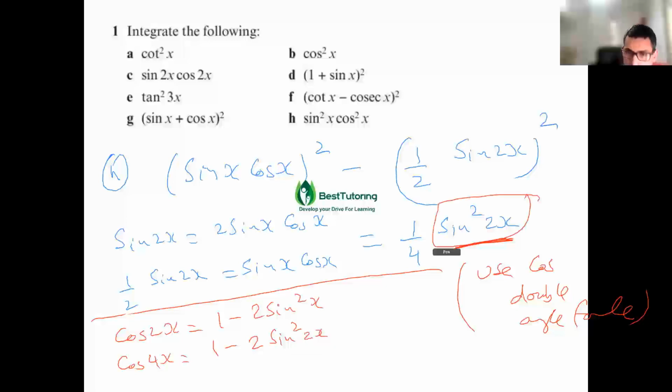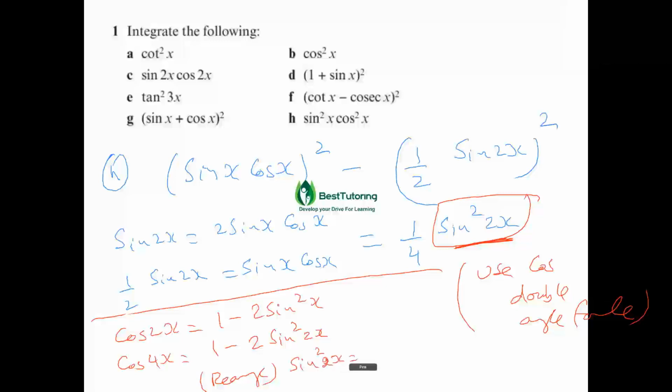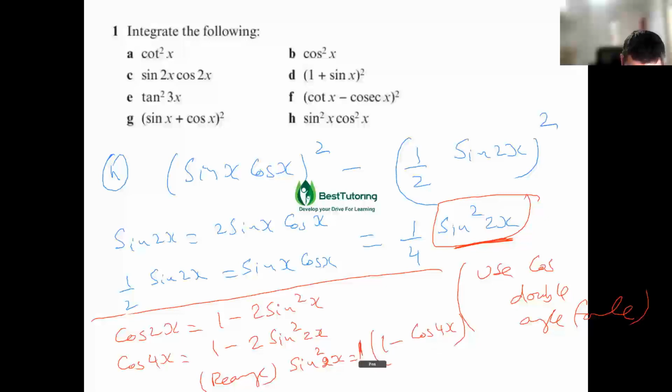So therefore we got this formula. Now we rearrange. When we rearrange, what do we get, Sonali? sin squared 2x is equal to (1 minus cos 4x) over 2. I like to put the half outside so that our question doesn't look that horrible. And once we have done this, it's not a problem.